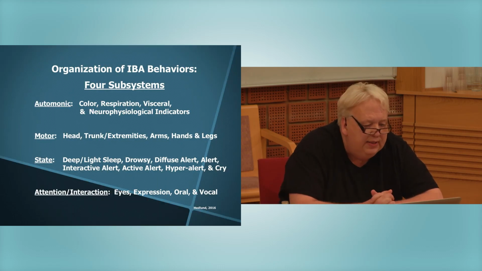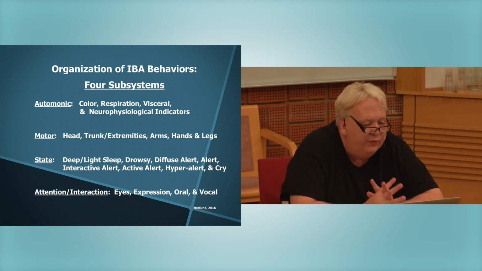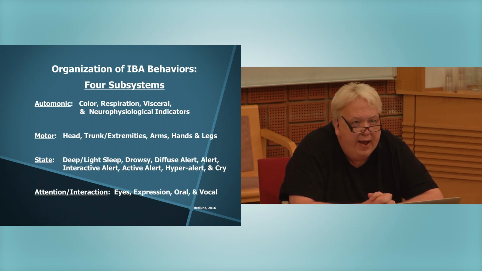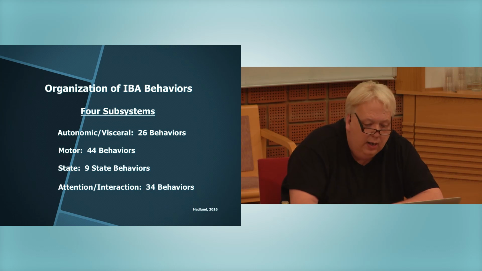Again, the 4 subsystems are represented as far as autonomic, motor, state, and attention interaction, and the organization of the behaviors. There are 4 subsystems. We have 26 behaviors in the autonomic visceral subsystem, 44 behaviors in the motor subsystem, 9 state behaviors, and 34 attention interaction behaviors. This is the IBA itself.